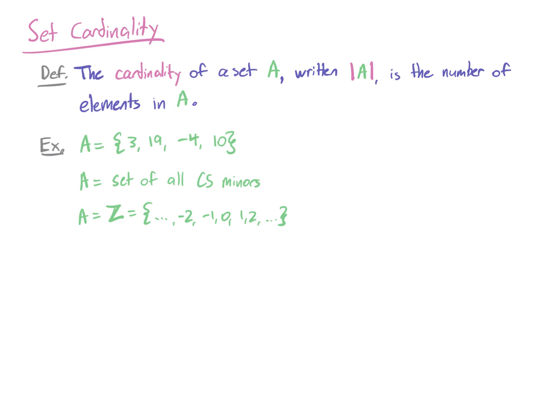So here are three sets, and I'm going to see what I can figure out about the cardinality. If I start with the set A here, containing 3, 19, minus 4, and 10, I'll notice that for the cardinality of A, I just need to count the number of elements. Here we go. 1, 2, 3, 4. The cardinality of A is equal to 4 in this first example.